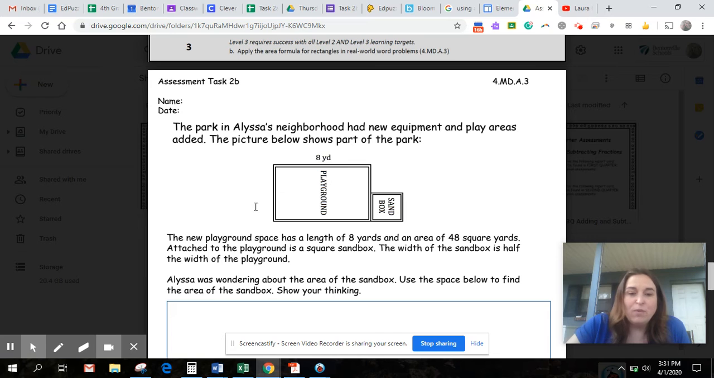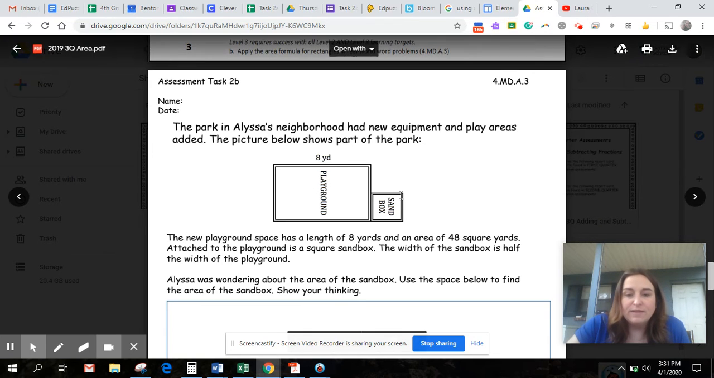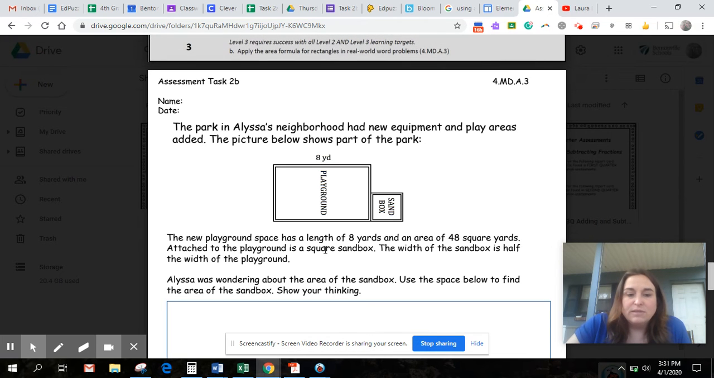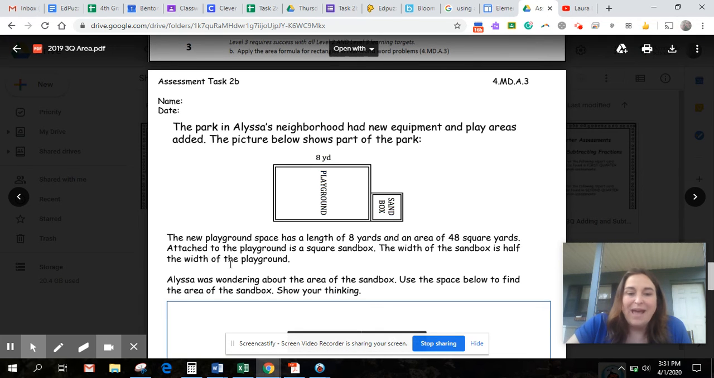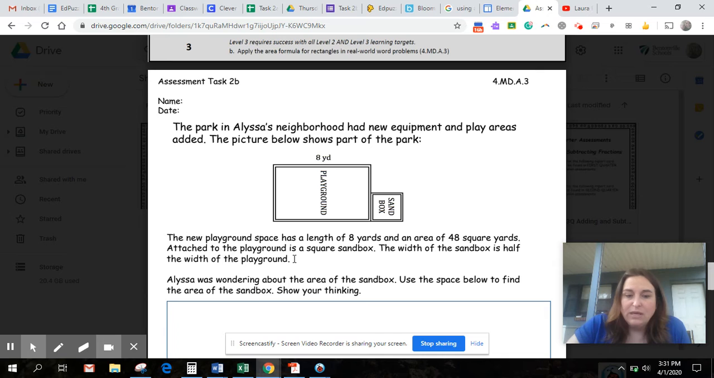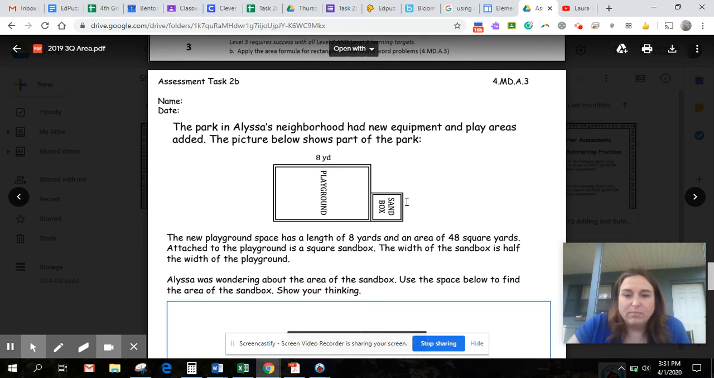Now that you've figured out what the width of the playground is, we can then figure out what the width of the sandbox is. So it says here, the width of the sandbox is half the width of the playground. So take what width you found for the playground to find the width of the sandbox if the width of the sandbox is half the width of the playground. Go ahead and answer that problem now.